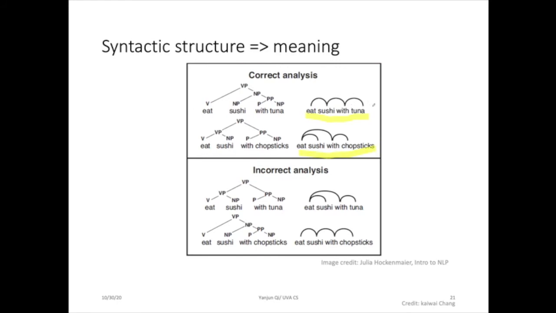And this is very clear. This tuna and this together make a noun phrase, right? So eat is about everything after. So sushi and with tuna together make a noun phrase. But for eat sushi with chopsticks, it is very clearly that with chopsticks is for the verb.